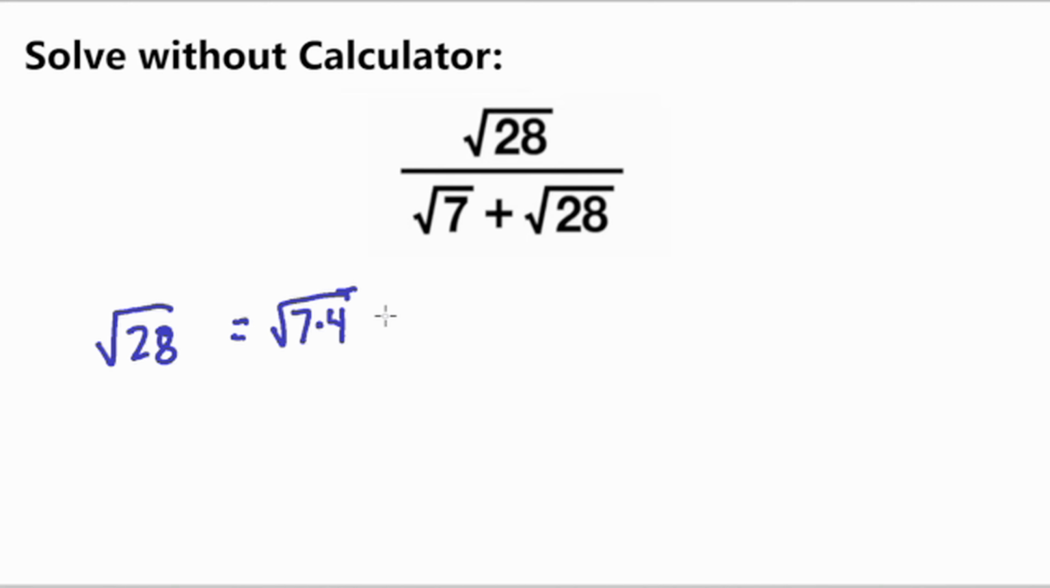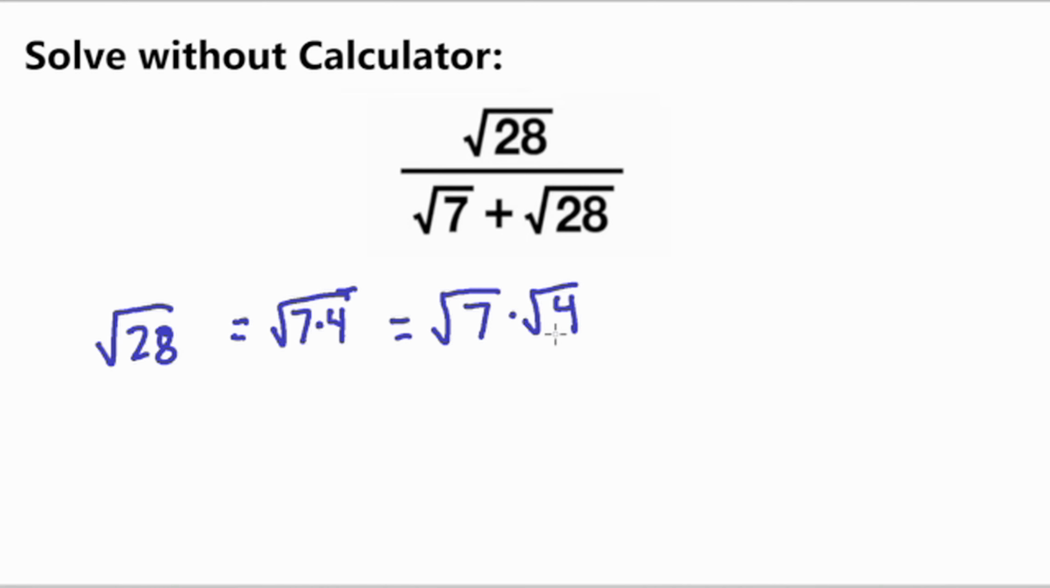In case you didn't know this about square roots, we can rewrite the square root of 7 times 4 as two different square roots. So, square root of 7 times square root of 4, and this is the exact same thing. So, we can rewrite our square root of 28 here as square root of 7 times square root of 4.